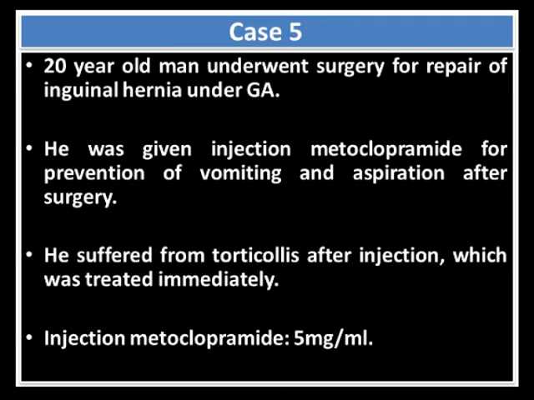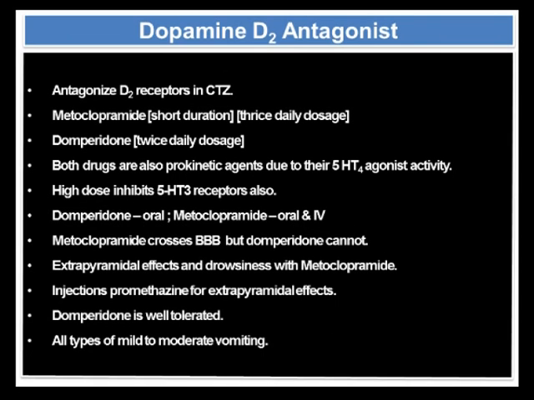He suffered from torticollis after injection, which was treated immediately. That relates to abnormal movements of the neck, which is a kind of extrapyramidal side effect. So he was given maybe some other drug. We have seen that we can give a sedative, reassurance, antihistaminic drugs, promethazine and so on to bring it down. Injection metoclopramide is available as 5 milligrams per ml. Depending upon what the dose is, you need to give the injection to this patient. Especially post-op, we try to give injectable preparations rather than giving any oral preparations for this individual.